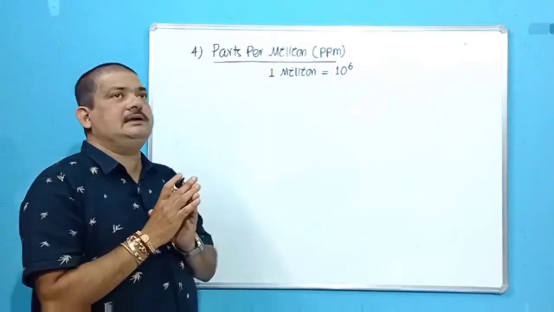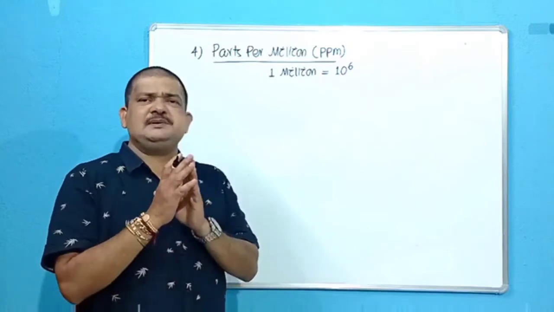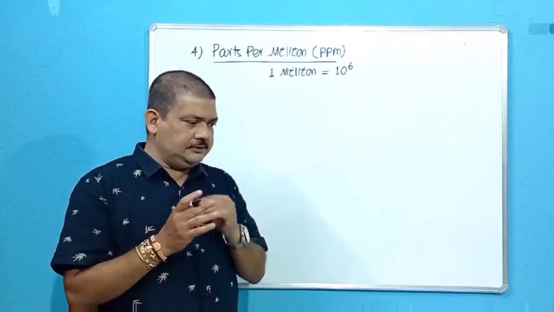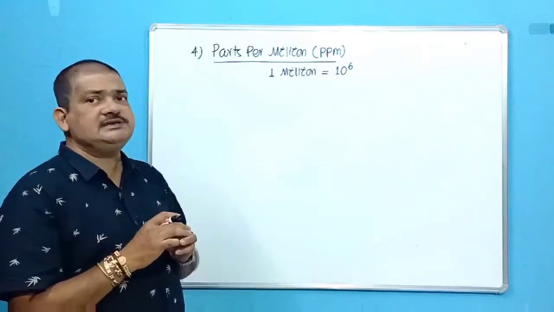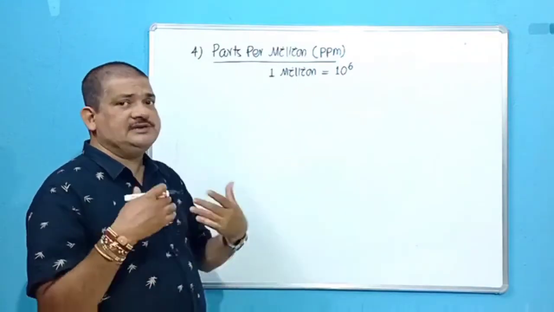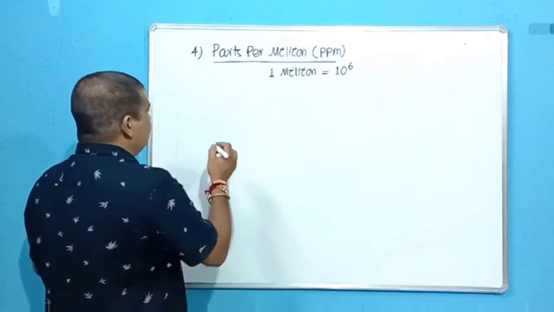Now it is used when the mass or quantity of solute is in trace amount, very little amount, trace quantity. So when the solute is present in very little amount, then this unit is used. Because you can imagine 1 million, that means 10 to the power 6, is a very large number. So how to define it?